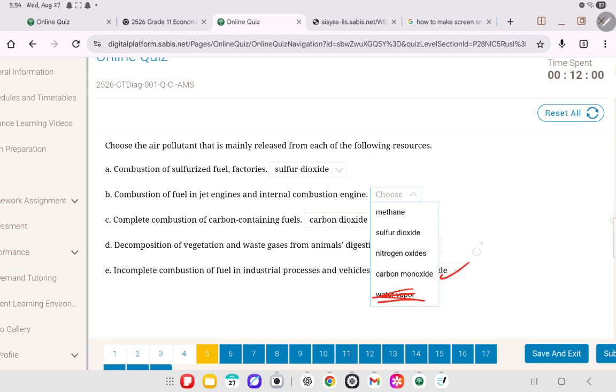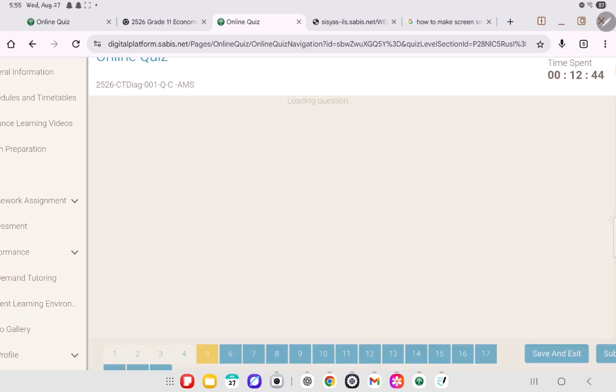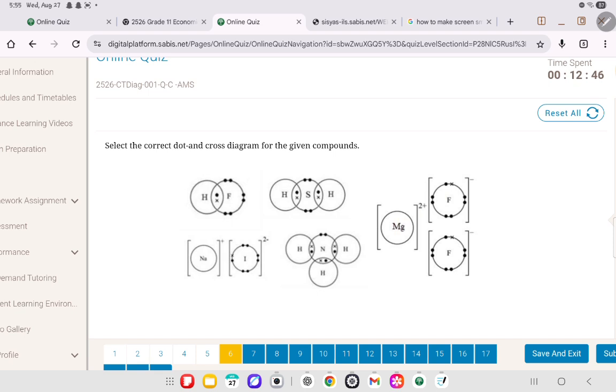So I put carbon monoxide, I put methane, I put sulfur dioxide. What's left for me is the nitrogen oxides. So this is how we're supposed to think of it in the exam. Now just in summary, sulfurized fuel is sulfur dioxide, internal combustion engine or jet engines is nitrogen oxides, complete combustion is carbon dioxide, animal digestion or decomposition of vegetation is methane, and incomplete combustion, it is what? It is carbon monoxide. Now, select the correct dot and cross diagram for the given compounds.